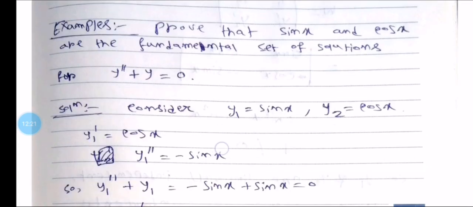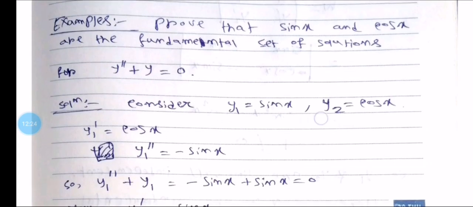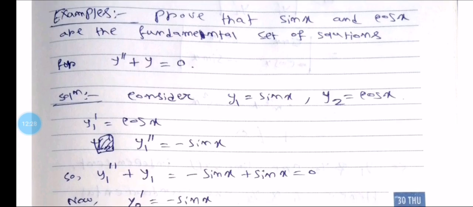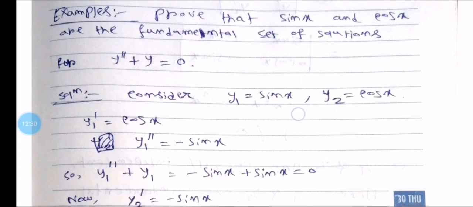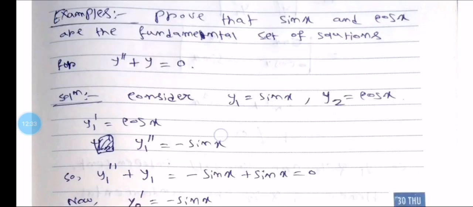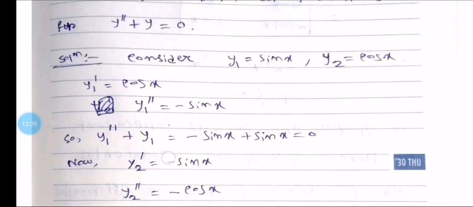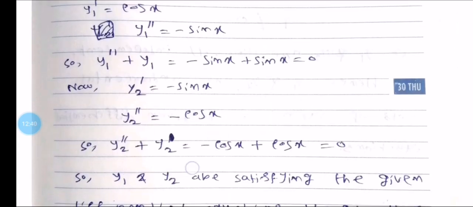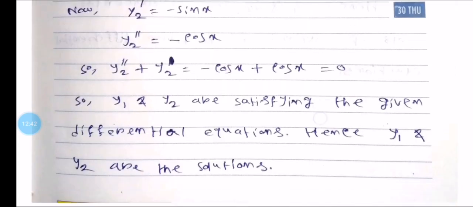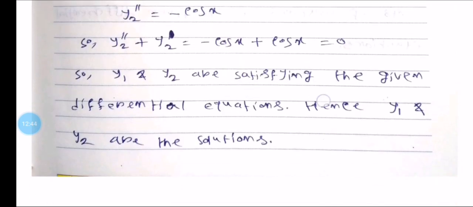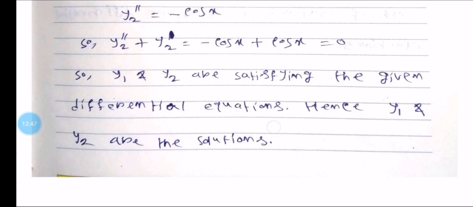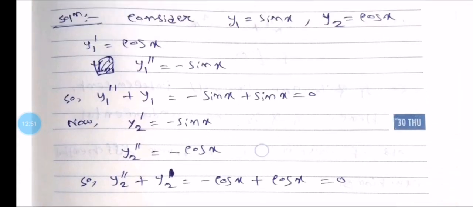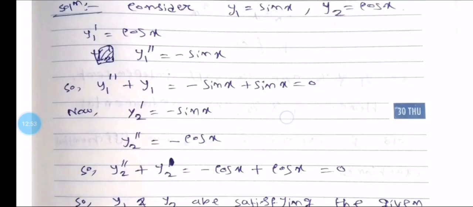Now sin x and cos x are two solutions of this differential equation, so they must satisfy the given equation. So y1 double dash plus y1 is equal to 0. Similarly y2 double dash plus y2 is equal to 0. So we can say that y1 and y2 are satisfying the given differential equation. Hence y1 and y2 are two solutions of the given differential equation.